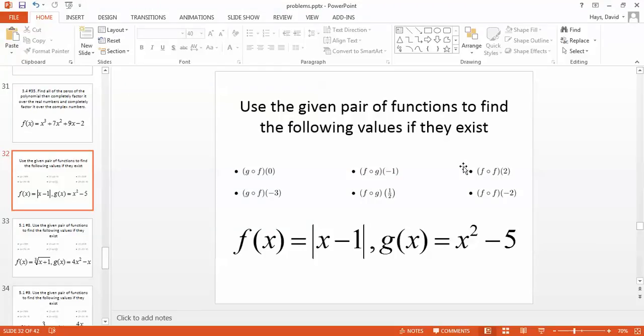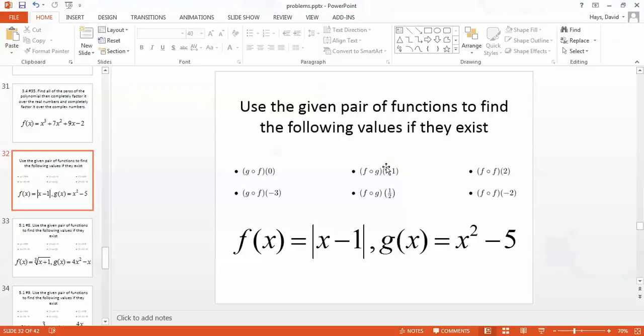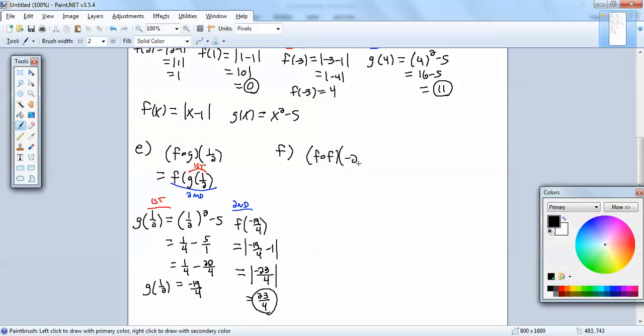And last part, we want to find a composition of f and f of negative 2, which we write as f of f of negative 2. We'll focus on the inner first. So we're going to be finding f of negative 2.